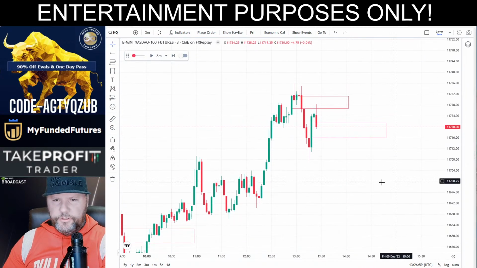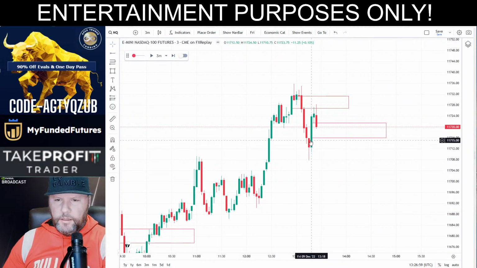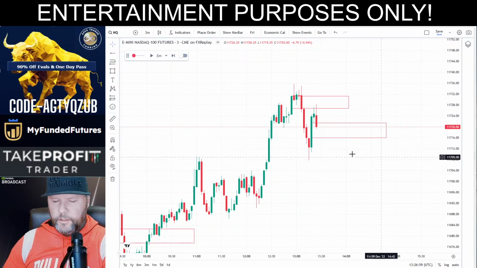And, you know, this is kind of a tricky spot because we are holding a gap here as well to the left. But I do like that we pushed back up and we failed to go any higher. So if we close below this, I feel okay about taking the short. Let's just see what happens.